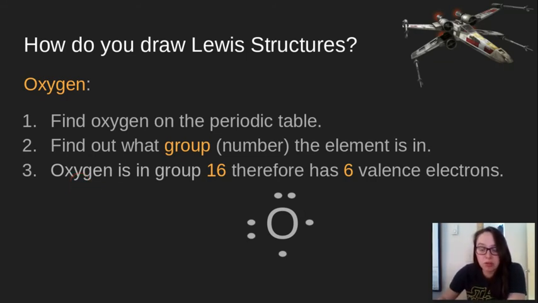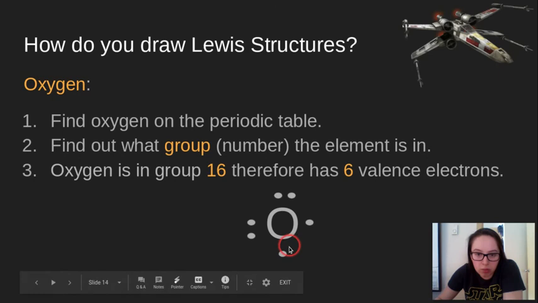6 valence electrons, which means I had to count them. That's more than 4, so we're going to have some pairs now. So here we go. We have electrons 1, 2, 3, and 4 right here. These are all 1 per side. Now, electrons 5 and 6 actually pair up.